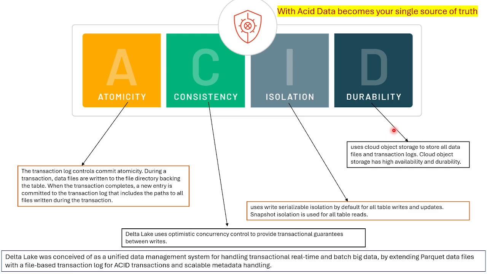So let's come to the A part of ACID, which stands for atomicity. During a transaction, what atomicity suggests is that data files are written to the file directory backing the table. And when the transaction completes, a new entry is committed to the transaction log that includes the path to all files written during the transaction.